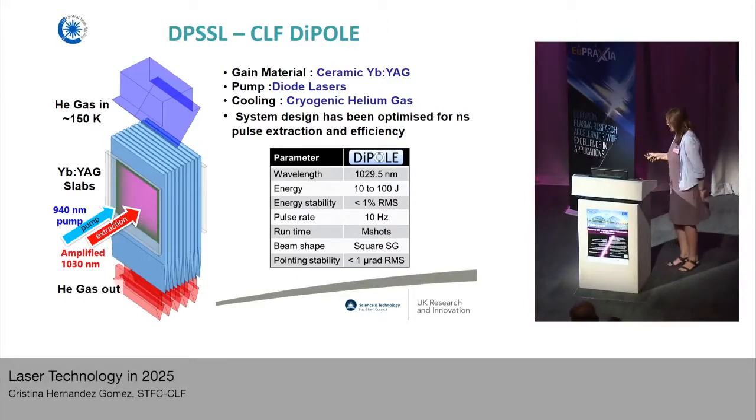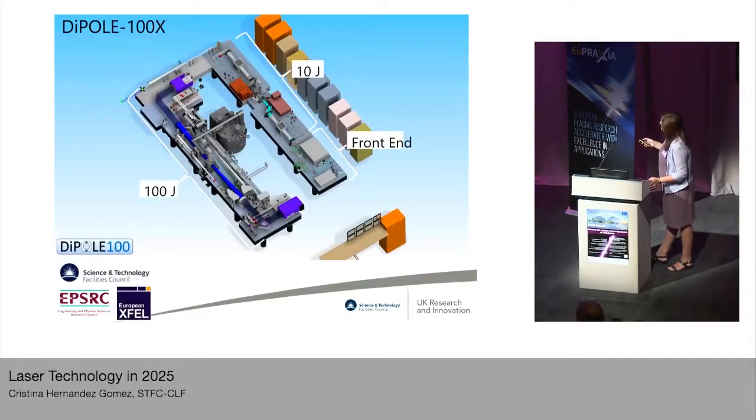So how have we achieved this high average power? In the CLF, we decided to go with a concept similar to one developed by the Americans in Mercury, in which we have a material that is gas cooled. In our case, we have chosen ytterbium YAG slabs. These slabs are cooled by helium gas at 150 K, and they get pumped on this side by a 940 nanometer pump, and extracted in the same direction, and it operates at 1030. So that's the heart of an amplifier.